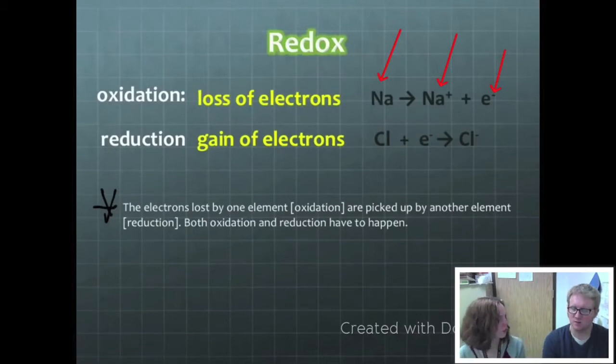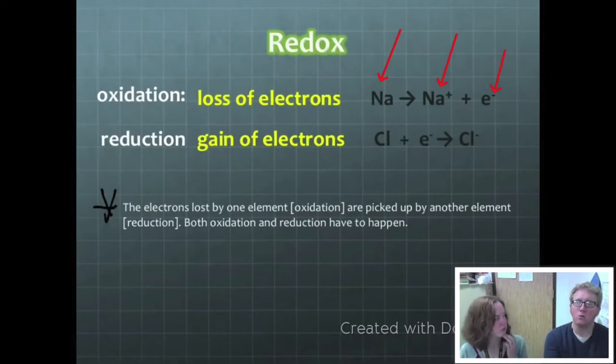So if something is being reduced, so its charge is going down, something else has to be oxidized, so its number has to be going up. Right, because your charges have to be the same on both sides total. So if something had a charge that went down, something has to have a charge that goes up, so it still adds up to the same thing. It's like algebra. You have to do the same thing on both sides.